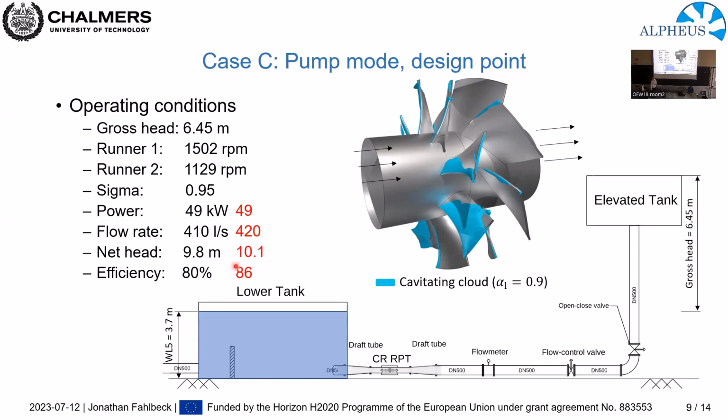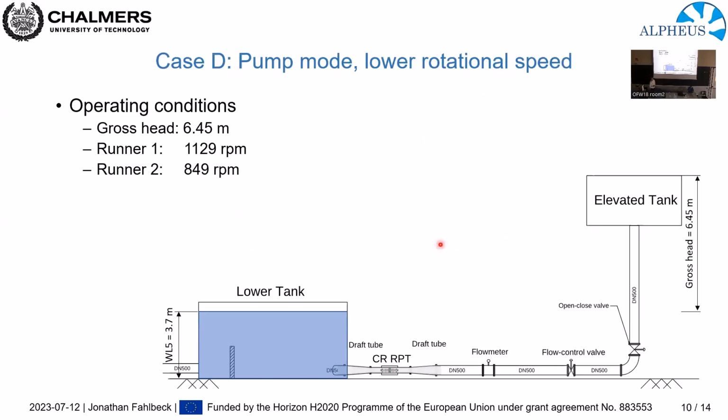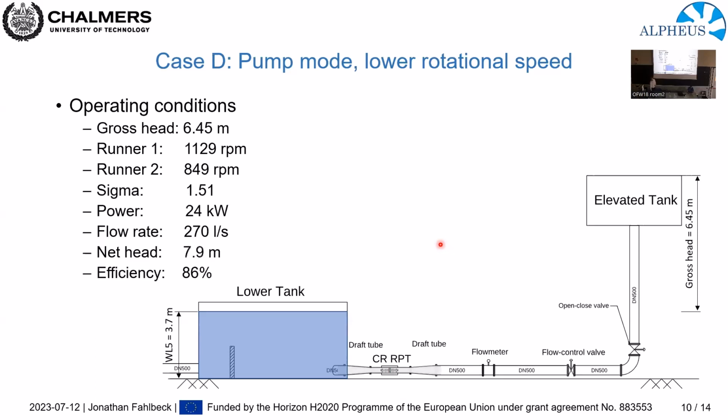So there is quite a large efficiency drop caused by this cavitation in the pump mode design point. So we wanted to find alternative operating conditions where we lower the rotational speed of the runners, to see if we can have a better condition in pump mode that can be tested in the test facility. So here we will have a larger sigma number, but also a reduced power and flow rate. Luckily, we also have an increase of efficiency.